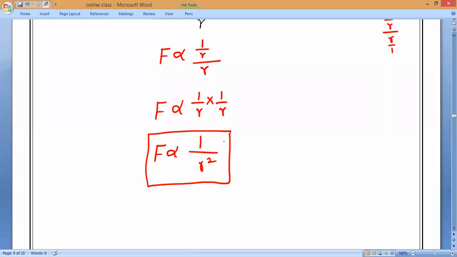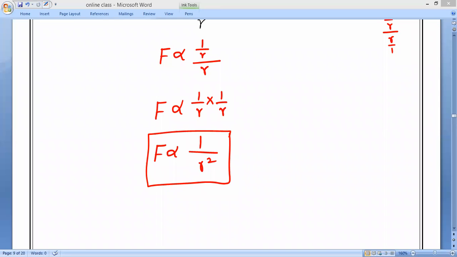What is this called as? Inverse square law. This is how Newton guessed, with the help of Kepler's third law. This person has guessed this law. That is why we say Newton's law, the inverse square rule. That is how Newton guessed the universal law of gravitation with the help of Kepler's laws. Now, are you understanding the connectivity between Kepler's laws and the universal law of gravitation?